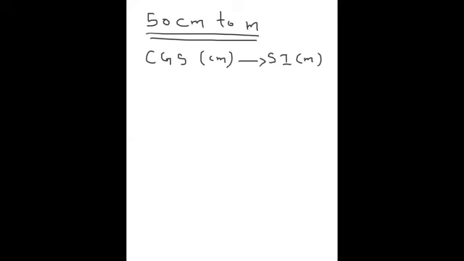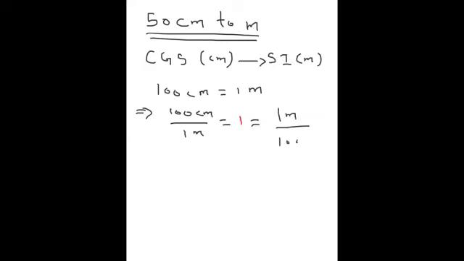Okay. So, we know that 100 centimeters equal to 1 meter, which implies 100 centimeter by 1 meter is equal to 1, which is also equal to 1 meter by 100 centimeter. Both 100 centimeter and 1 meter dimensionally express length. But the result, which is 1, is marked in red color here.